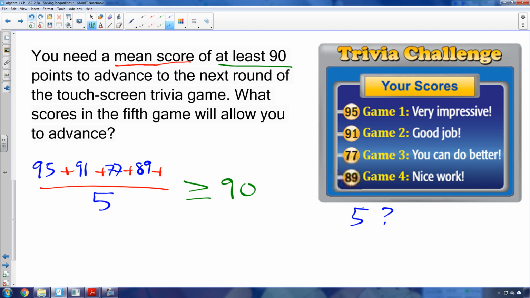So what you would do is you would clear the 5 out by multiplying on both sides. And you'd add up all those numbers and you'd solve. I'm going to leave that a little unsolved. If you want to try to solve it, that'd be fantastic. We'll take it from there.